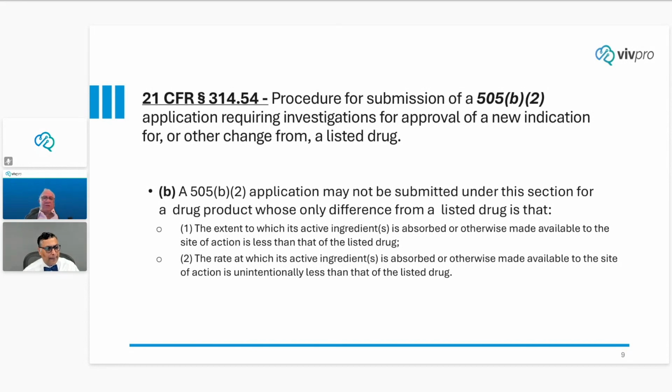Rely on their own data. But it's possible to do paper NDAs, yes.